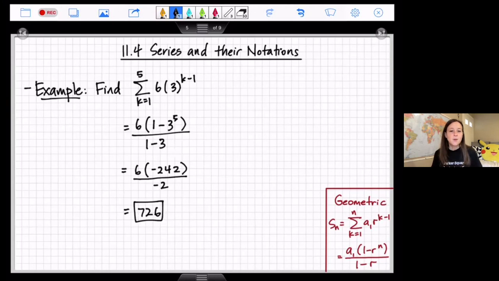In the next video, I'm going to take this shortcut formula and see what it tells us about actually adding up an infinite list of numbers.